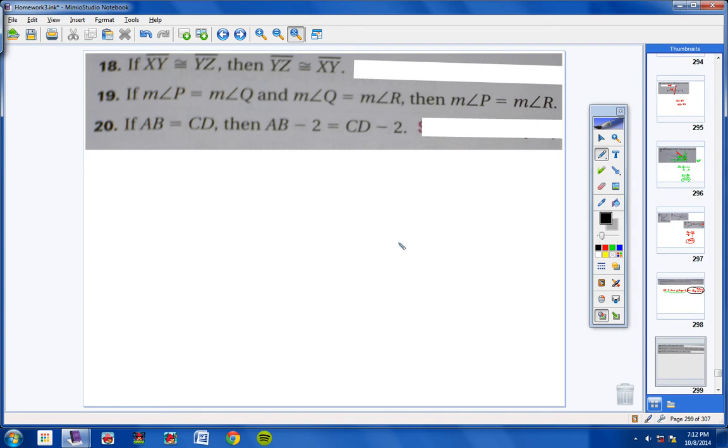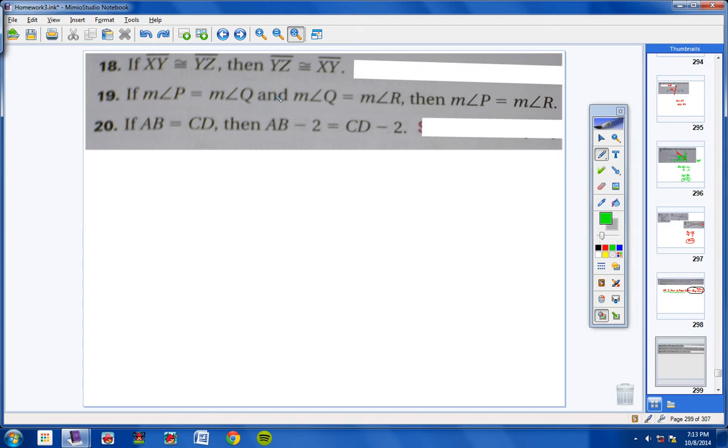Okay, they want us to work on our properties now. And remember, we have symmetric, transitive, reflexive, addition, subtraction, multiplication, division, all these types of properties. All right, so let's start off with number 18. If xy is congruent to yz, then yz is congruent to xy. Now, first of all, they just swap places. Okay, so make sure you see that, students. Look, xy, yz, over here we have yz, xy. So what they're saying is, it's really basic. If xy is congruent to yz, then yz is congruent to xy.